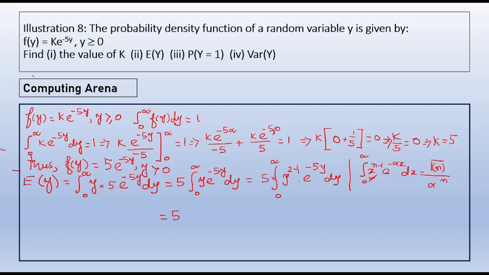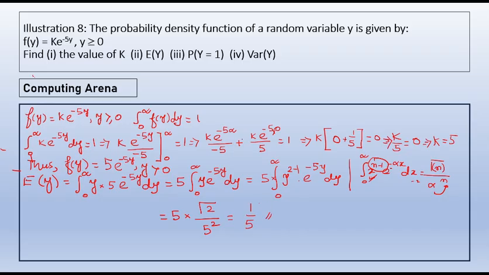So this will give me 5 into gamma 2 divided by alpha, which is 5 to the power 2, 5 square, because here you see it is n minus 1. If you look at this equation, you see n minus 1, then you have alpha to the power n. So here you have 2 minus 1, and alpha to the power 2. Alpha is your 5. So gamma 2 is 1 factorial, and 1 factorial is 1. So you have 5 divided by 5 square. So that is 1 by 5. So expectation of y is equal to 1 by 5.